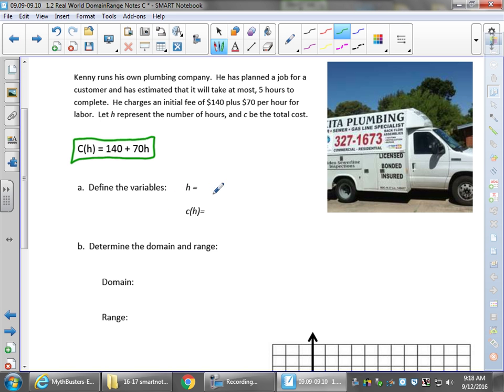Okay, so let's define variables first. What does H represent here? Good. Read for information. H represents number of hours. And then what is C of H? Total cost. Great. So now that I've defined my variables, now we can start talking.